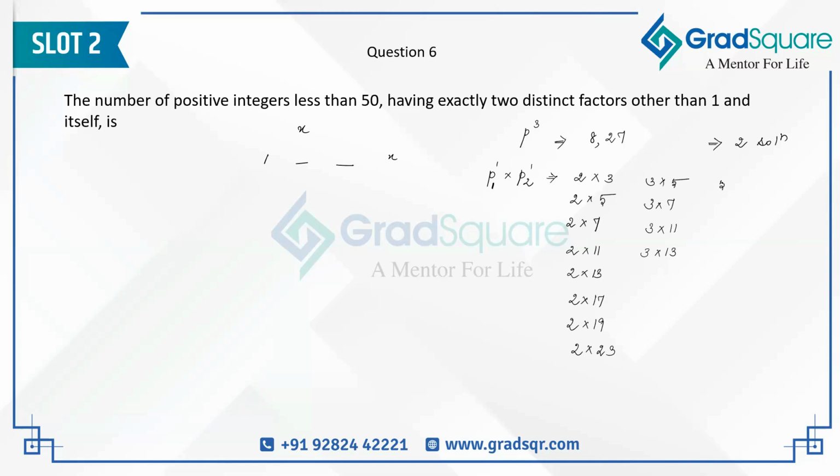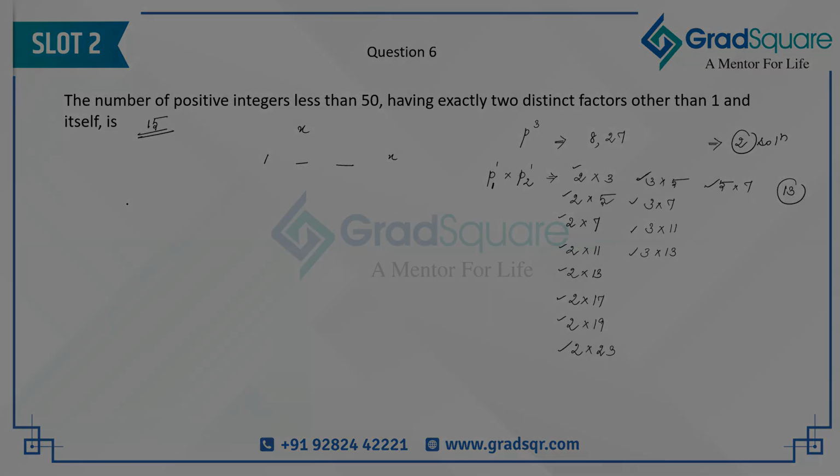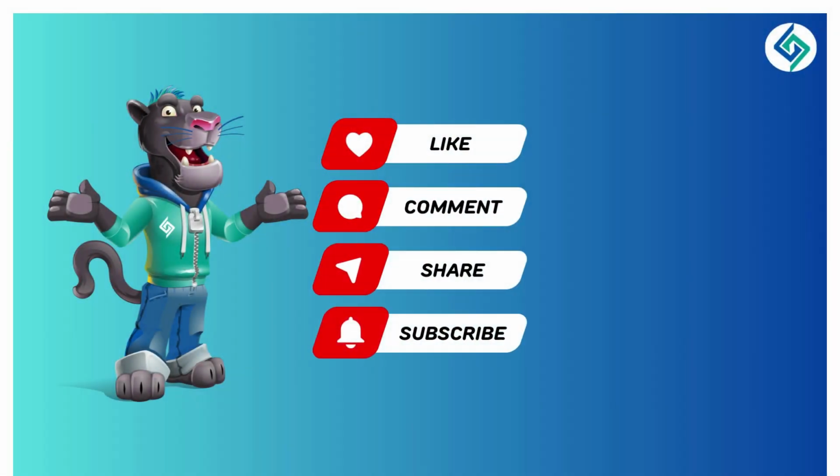Now let's check out for 5. 5 into 2 is counted here, 5 into 3 is also counted here. So 5 into 7 is possible, 35. Now if I take 5 into 11 next, 55 is going to be greater than 50, that will not satisfy. So let's count the number of solutions here. 1, 2, 3, 4, 5, 6, 7, 8, 9, 10, 11, 12, 13. So 13 here and 2 here. Okay, you will have 15 such numbers.